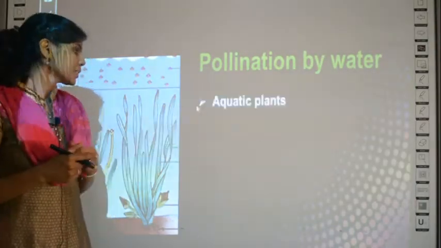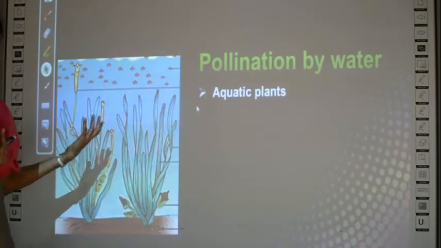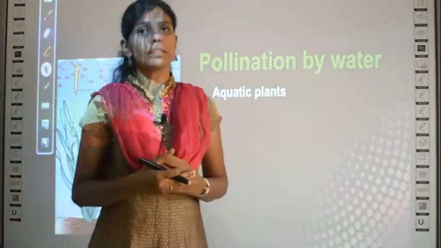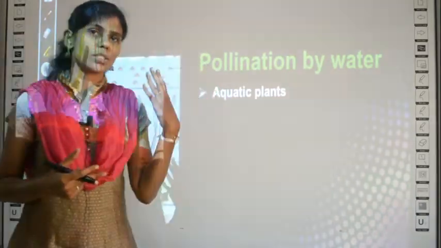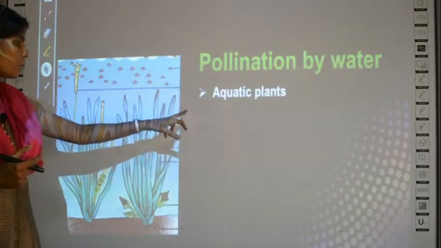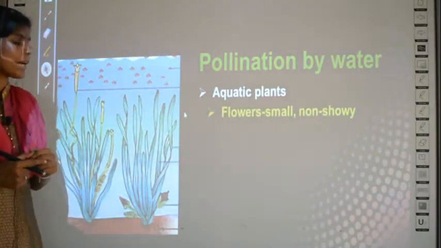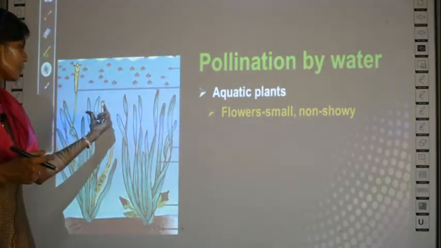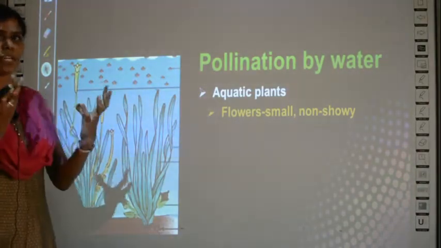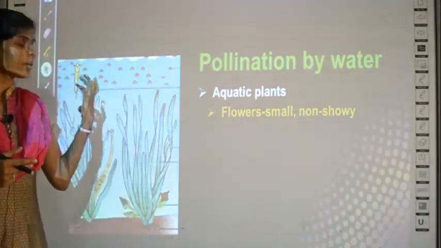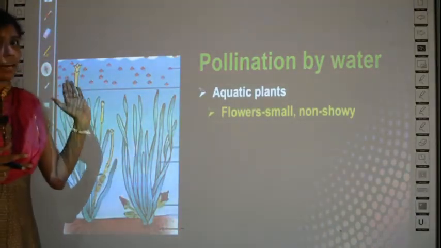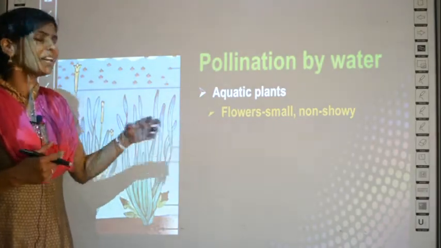This happens in aquatic plants. Aquatic plants means those plants which live under water. Water plants mostly undergo pollination by water. It happens only in aquatic plants, and here the flowers are smaller in size. You may think it is bigger, no, but when compared to sunflower, it is small, right? Compared to the other flowers attracted by insects, these flowers are smaller in size and non-showy.